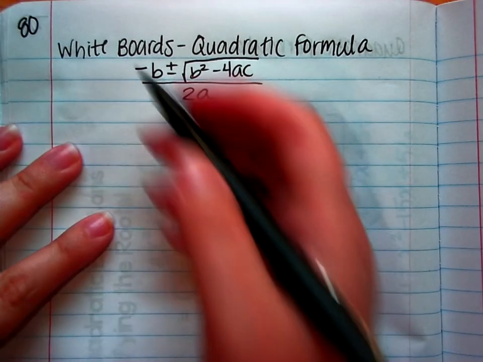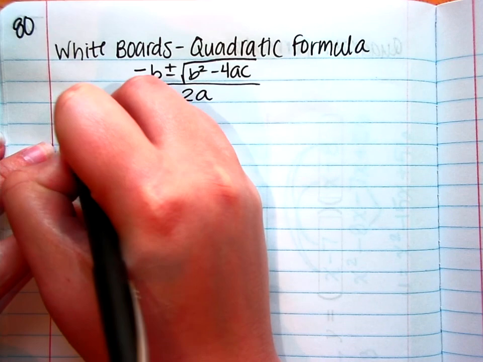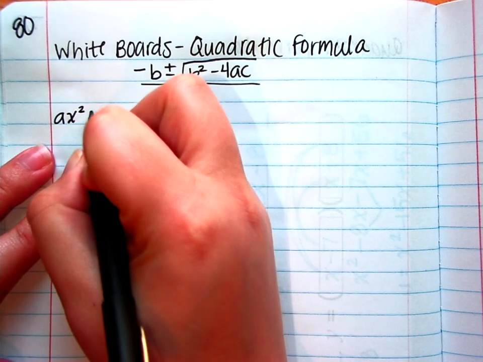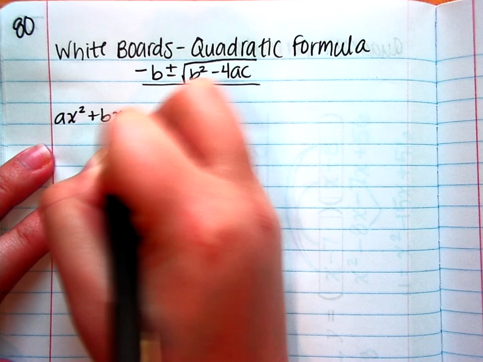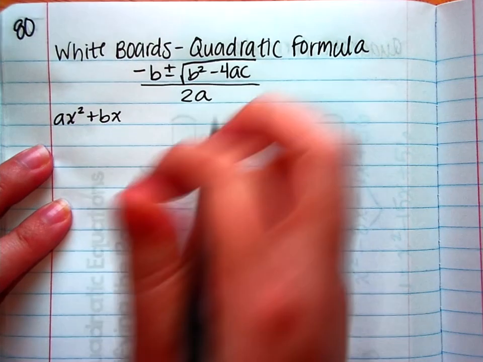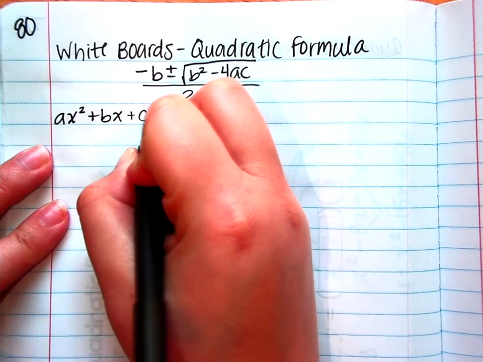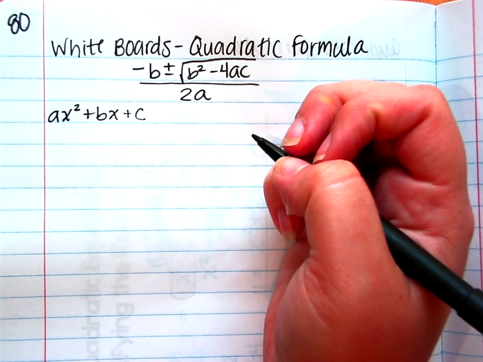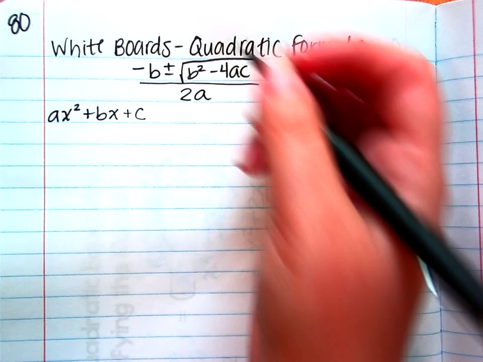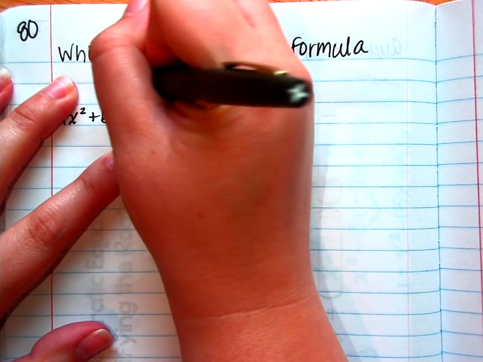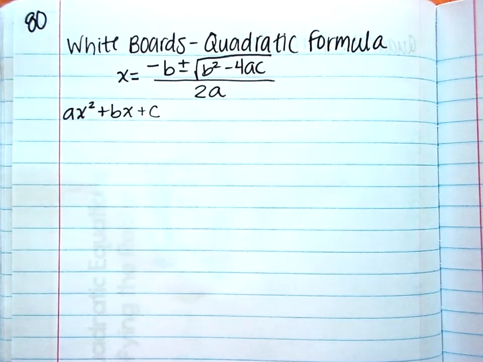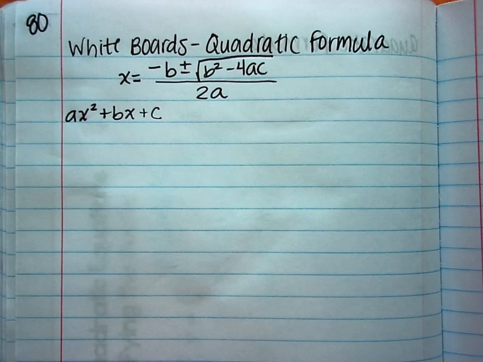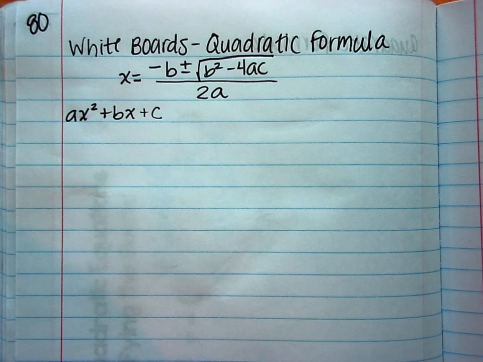Alright, remember a quadratic function is in the format ax squared. So a is always in front of x squared, plus bx. B is always in front of x, and then plus c. C represents the constant, the number that's by itself. It does not have an x. So to solve a quadratic equation, to figure out the x-intercepts, this tells us the x-intercepts of the graph, you're going to use that formula.